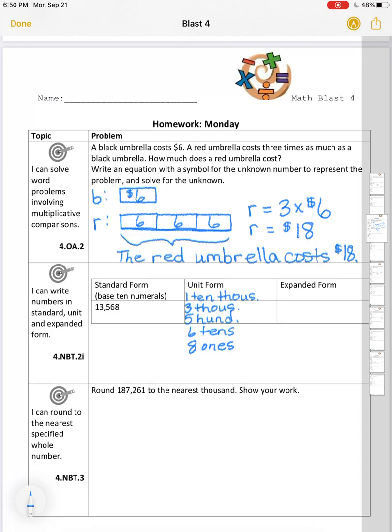The expanded form. The expanded form is going to use my unit form that I created here. It says, hey, each digit sits in its own place value, and I want to write the value of those numbers that are sitting in each of the place values. So I'm going to say 10,000, and I add each of these together, plus 3,000, plus 500, plus 6 tens is 60, plus 8 ones.